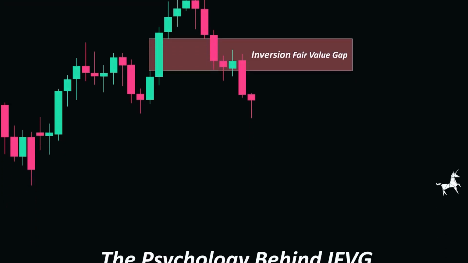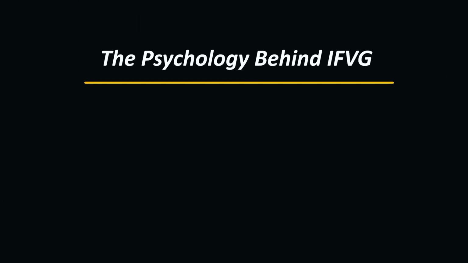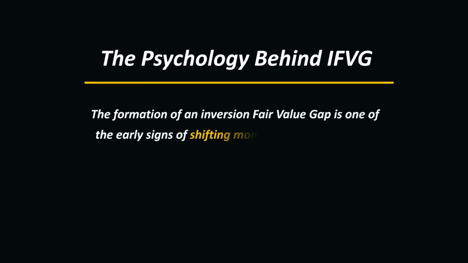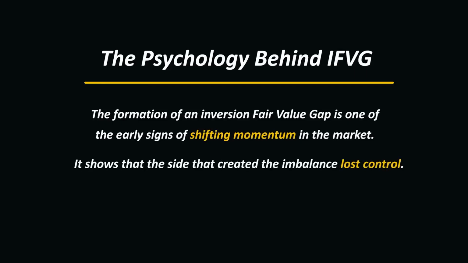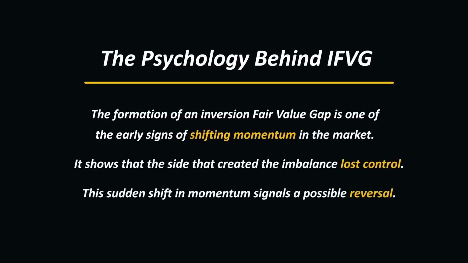Now, what's the psychology behind the inversion fair value gap? The formation of an inversion fair value gap is one of the early signs of shifting momentum in the market. It shows that the side that created the imbalance lost control. This sudden shift in momentum signals a possible reversal.